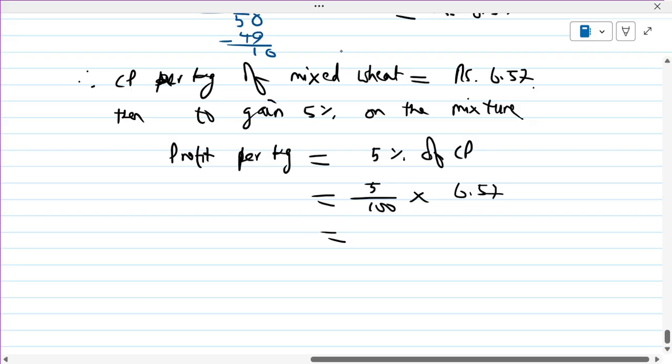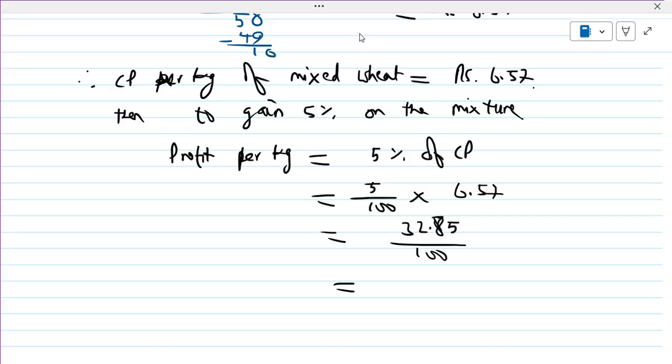And now I will multiply first. So 5 7s are 35, 5 5s are 25, 3 28. And 5 6s are 30, 30 into 32. Divided by 100, and after the decimal there are 2 digits, so 32.85 we say. When we divide by 100, we have to shift the decimal from right to left by 2 places, so it will become 0.3285 rupees as a profit per kg.